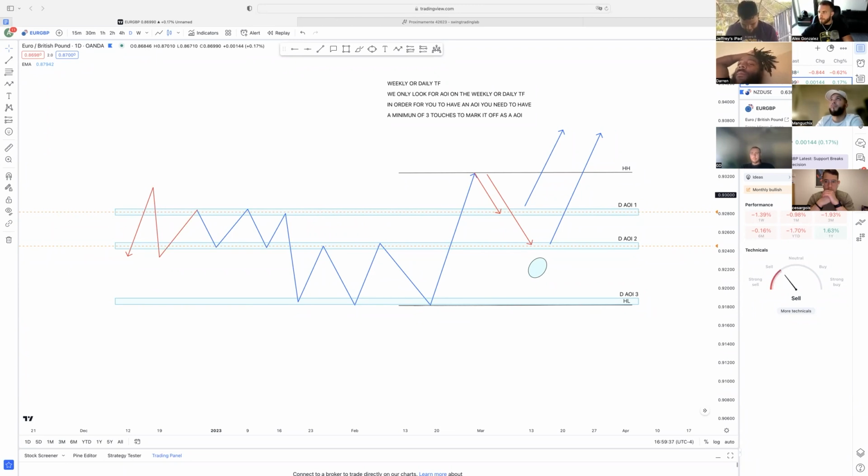Can you show the area of interest on the charts? Yeah, no worries. I just want to make sure you guys understand everything. So if you understand type 1, if you don't, this is your moment to ask your question before we move on. All right, perfect.